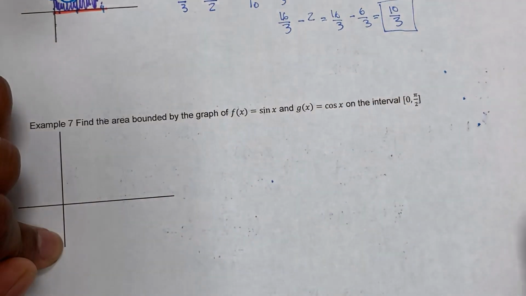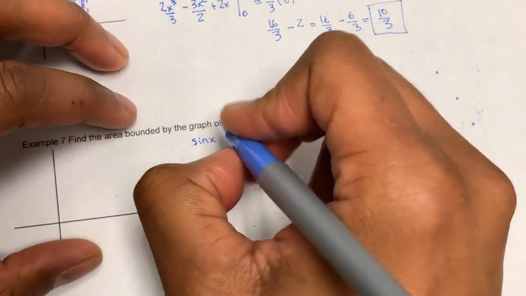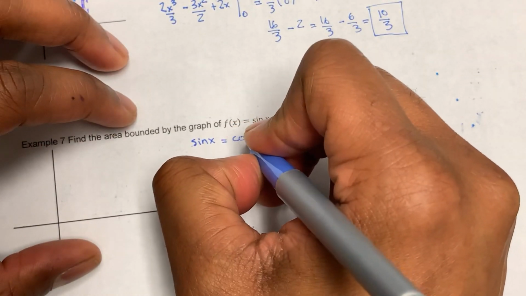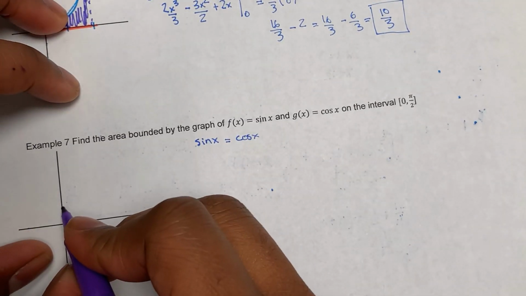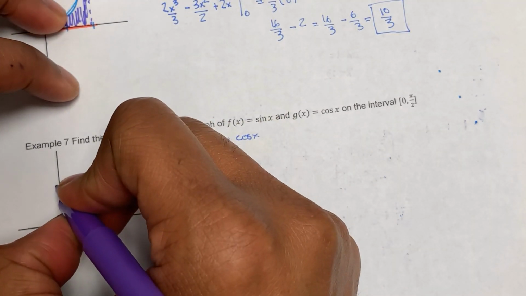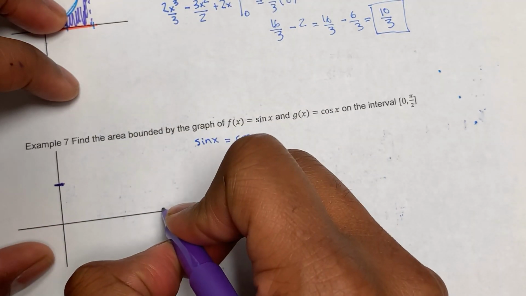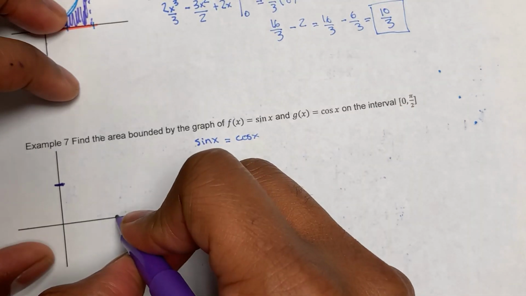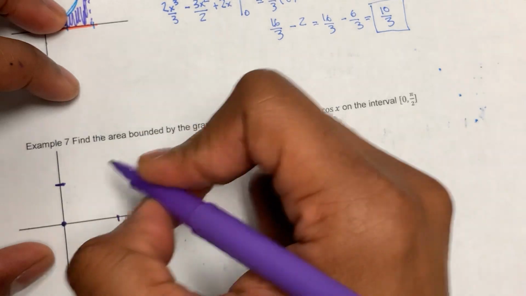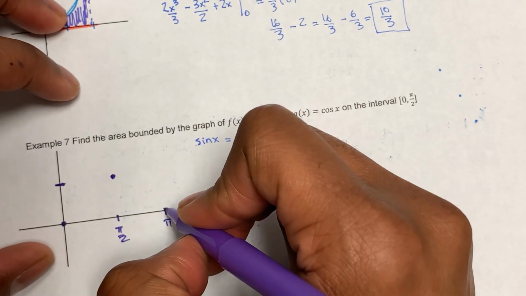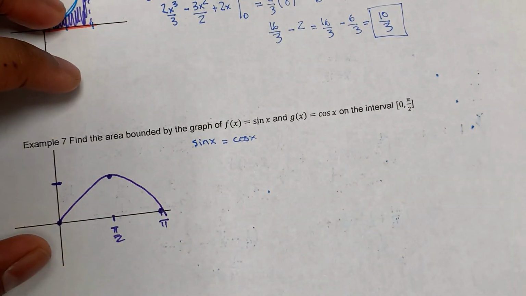To find that value, we would have to do sine x equals cosine x. You know what? We did this in a terrible order. Sine goes from 0, so we'll say pi is over here. So pi over 2 is here. So sine starts at 0, goes to 1, and goes back down, and looks like this.